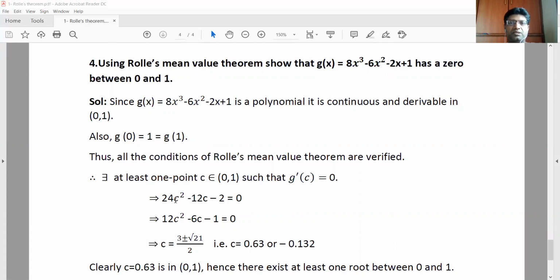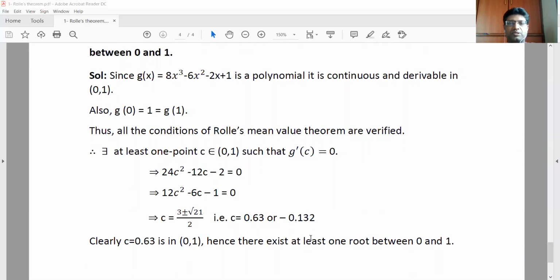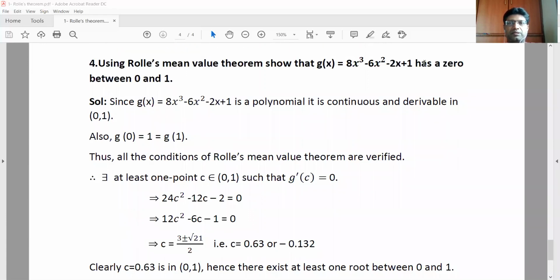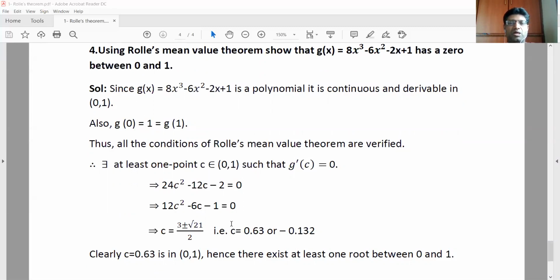If you calculate g dash of x, here it is 24x square minus 12x minus 2. In that, if you substitute x equals c, you will get this. From this, c equals (3 plus or minus root 21) by 12. That value is 0.63 or minus 0.132. So clearly 0.63 belongs to this interval. Therefore, we are successful in finding one root in this interval. Clearly it has a 0, which means it has a root between 0 and 1.